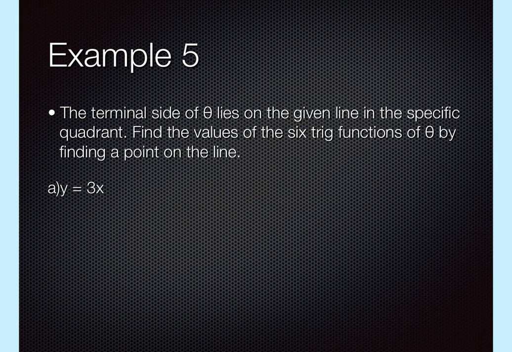All right, example 5 is now given in a different type of information. It says the terminal side of theta lies on the given line in the specific quadrant. Find the values of the 6 trig functions by finding a point on the line. This is an equation, yes, of a line, y equals 3x. How would I graph that?